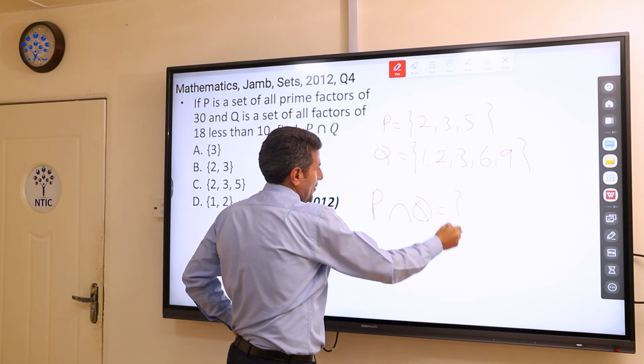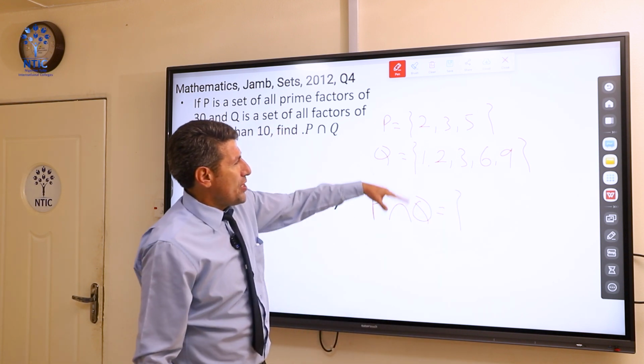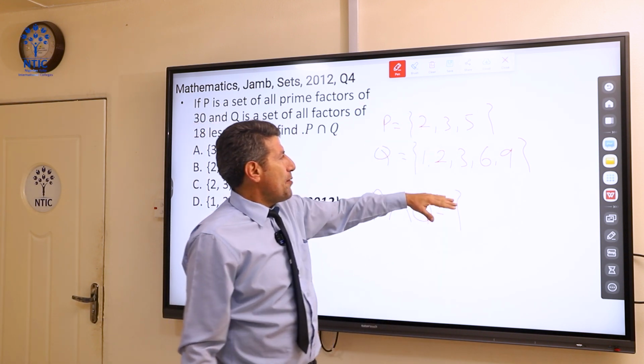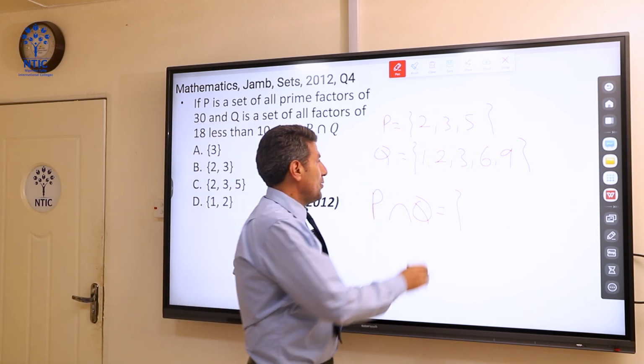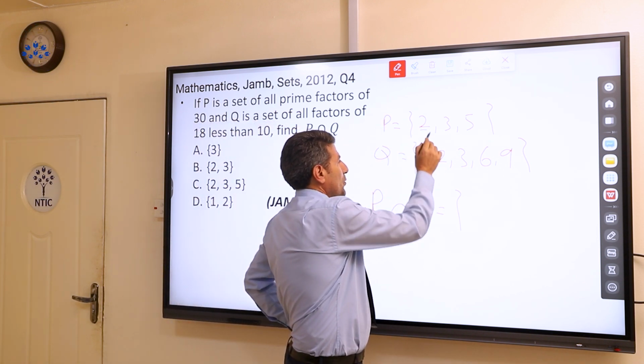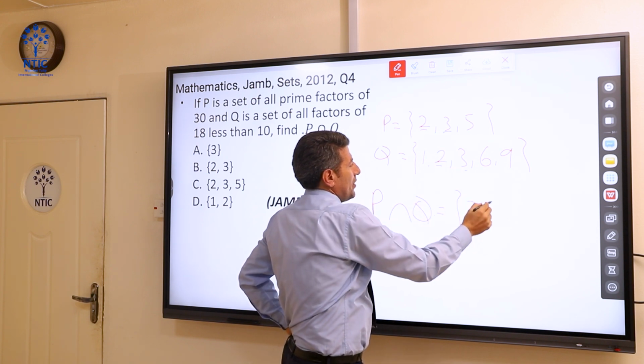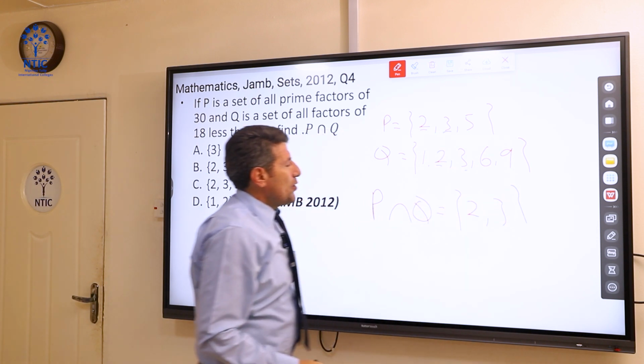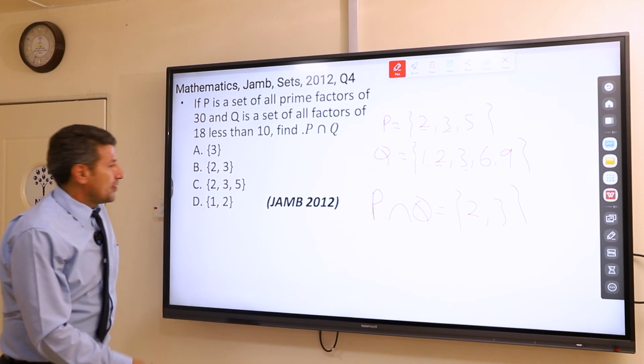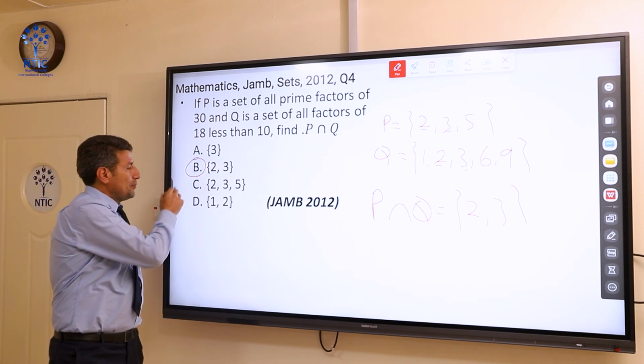Intersection means the common elements in these two sets. So which elements appear in both sets? We are going to take them. 2, you can see in here 2. Again, we can see 3 here, 3 here. So the intersection of these two sets is 2 and 3. That is option B. Okay.